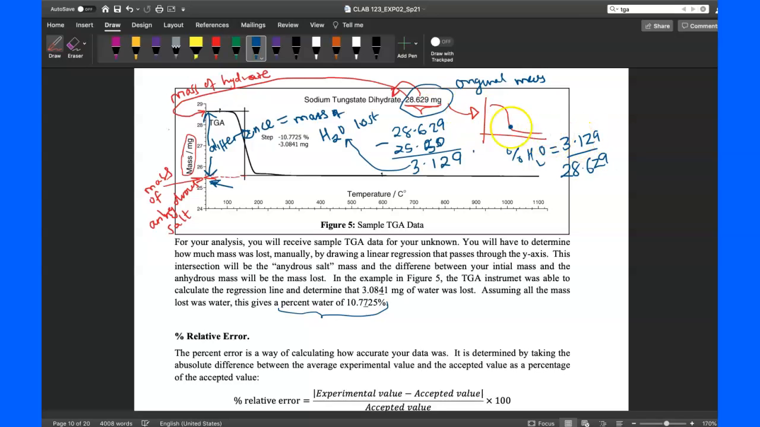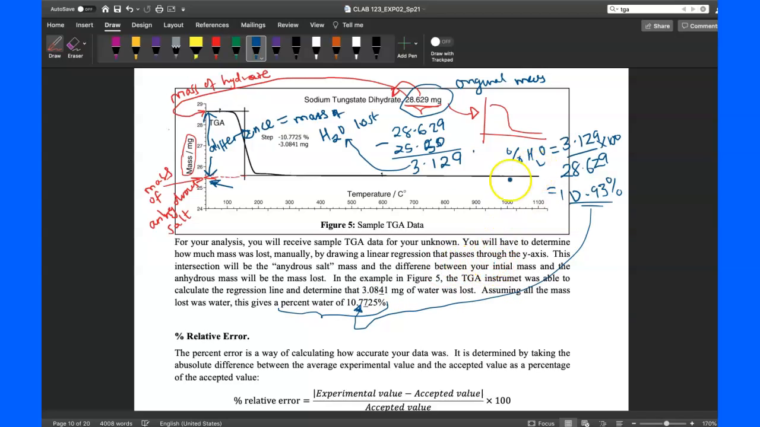All those are in milligrams. The mg will cancel, and then times 100. So let me try and see if this will give me the answer we are looking for. 25.50, divided by 28.629, and then times 100. So the answer I'm getting here is roughly 10.93%. So you see, that's very close to this number right here.